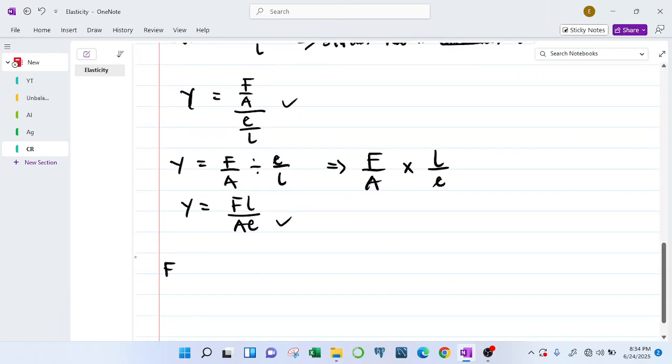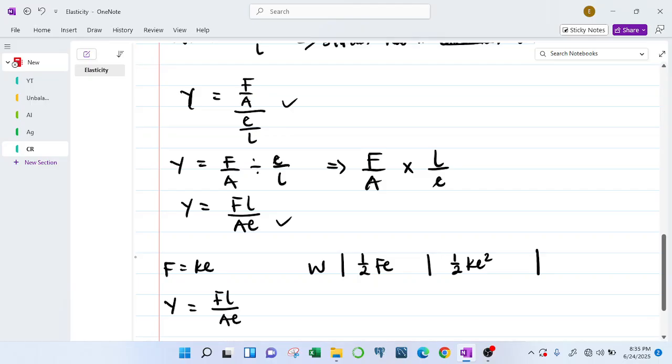Formula for applied force, F equals KE. For work done, there are two. So I'm going to use a table, something like this. The first one is half FE, and the next one is half KE squared. And then we have for Young modulus, which we have derived, FL over AE. So with these formulas, you are good to go in any question that comes when you are asked with regard to an elastic material.